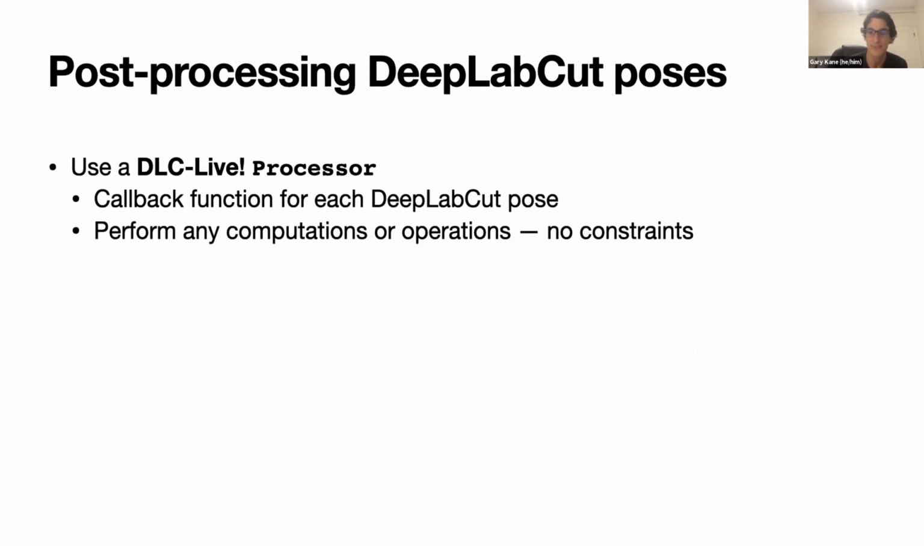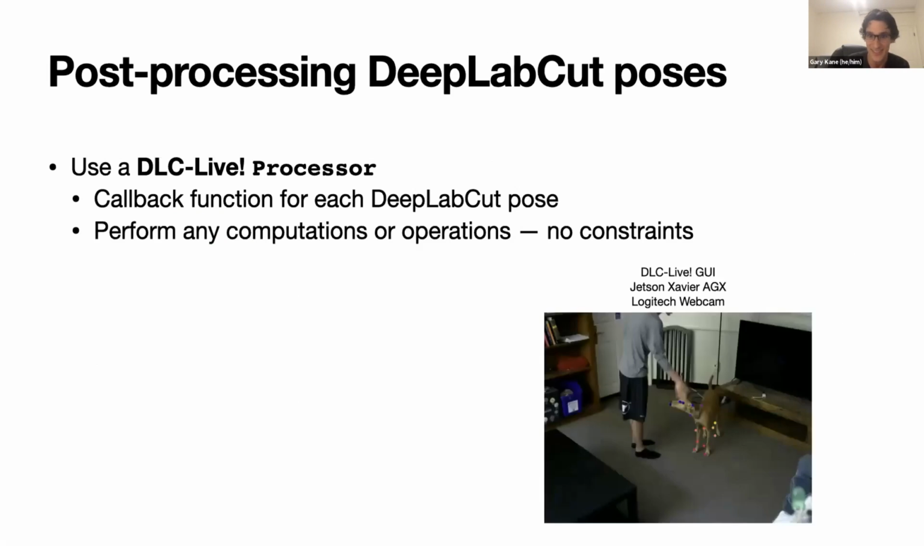So every time DeepLabCut estimates the pose of an animal, the processor is run to perform any computations or operations you desire, and there are few to no constraints here. And since we developed this software during the pandemic with little to no access to our usual lab resources, I'm going to demonstrate this with a little experiment on my lovely research assistant, Izzy.